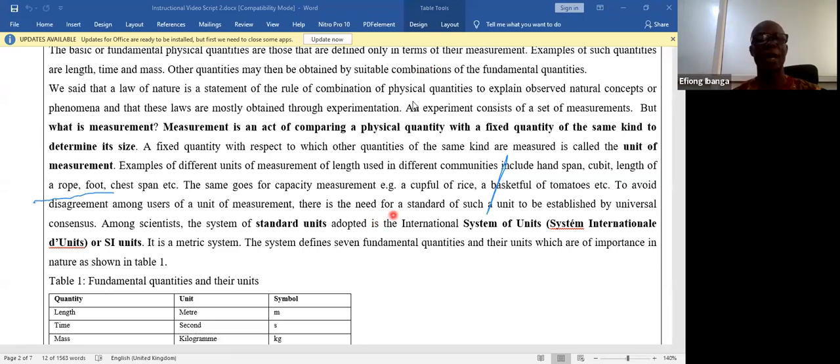All right. So now that you know what I mean by measurement and units of measurement, I said a fixed quantity with respect to which other quantities of the same kind are measured is called a unit of measurement. Examples have already been given.